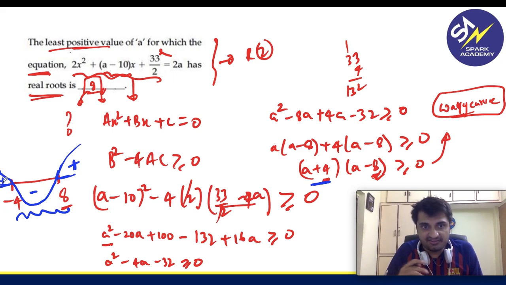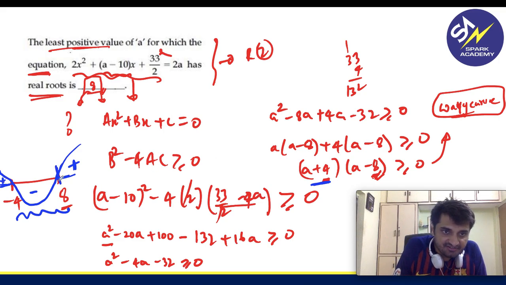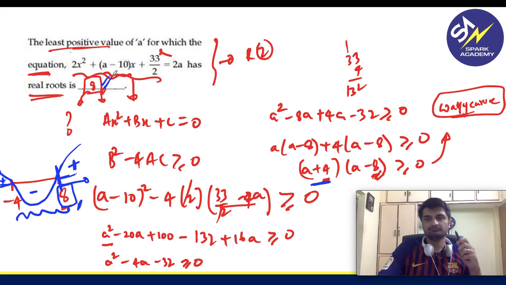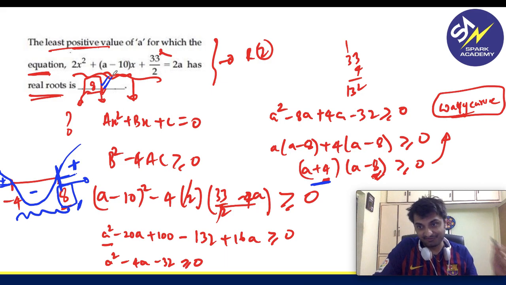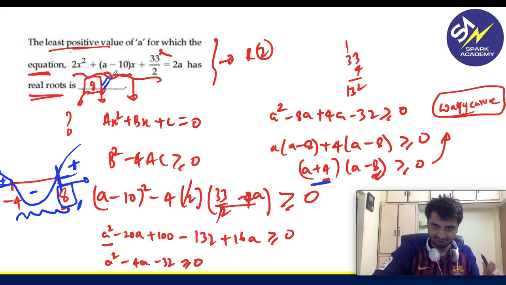So now tell me, guys, what will be the least integer? From 8 onwards, anything you substitute will definitely be positive. So which is the least among all in this? 8 is the least among all. So 8 is the answer. This is called wavy curve method. Right? So it is in a wave format. It will be positive, negative, and then positive again.